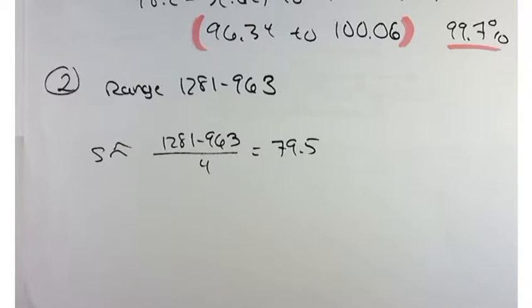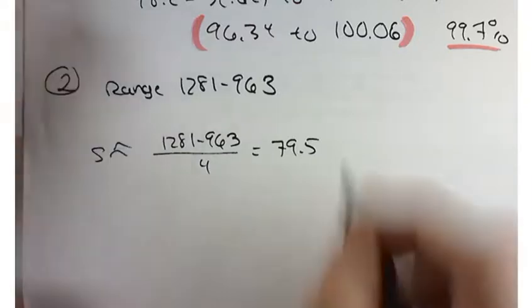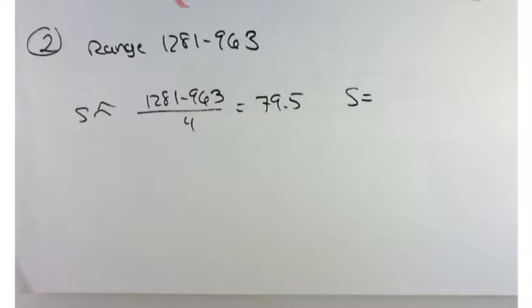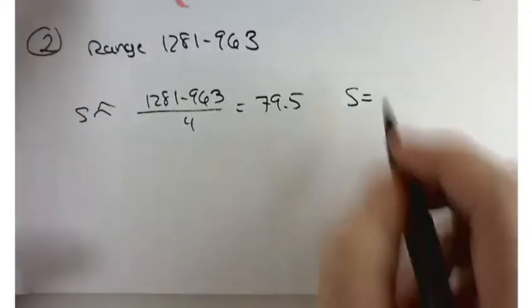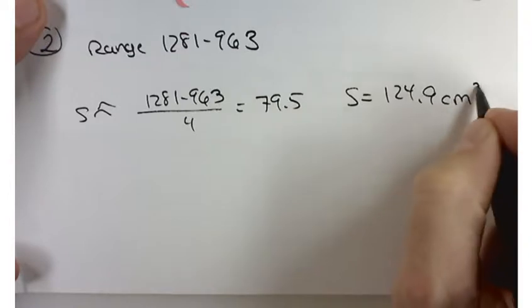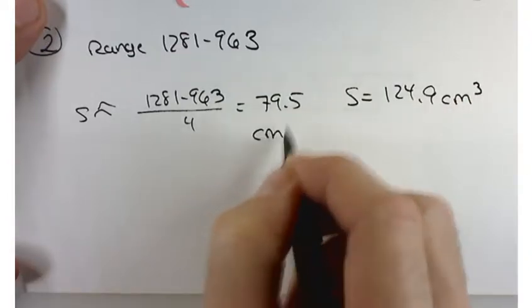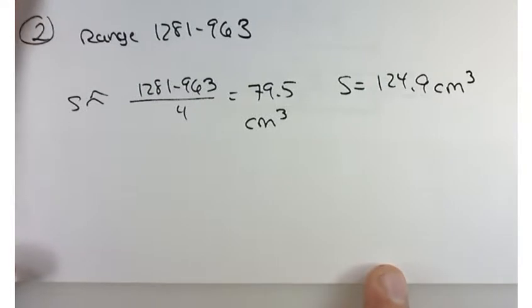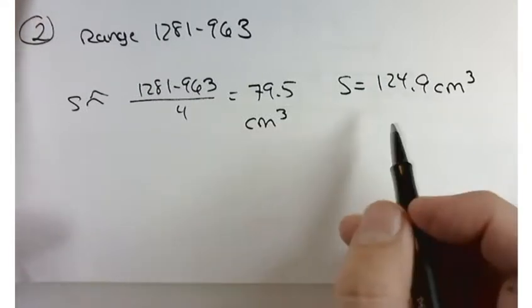The author offers up a number that was presumably calculated from the data in that data set. And the author's value, which I'm assuming he calculated accurately, was 124.9 cubic centimeters. Did our range rule of thumb do a good job estimating things? Not really. No, it's pretty awful in this case.